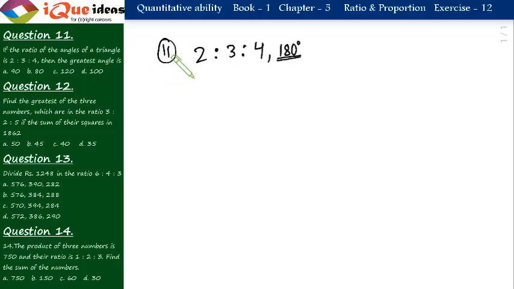So directly we can find the greatest angle to be equal to 4 divided by the sum, that is 2 plus 3 plus 4, which is 9, into 180 degrees. We have done this earlier also. So 9 divides 180 20 times, so 20 into 4 is 80 degrees. So the greatest angle in this case is 80 degrees. Alright.